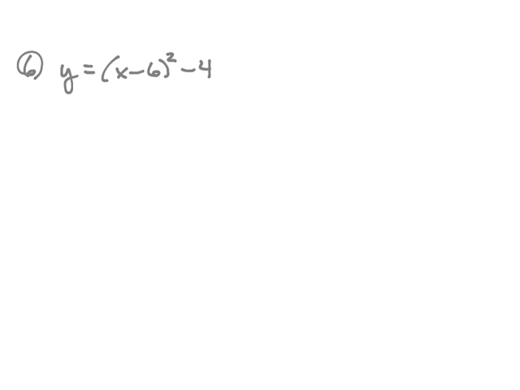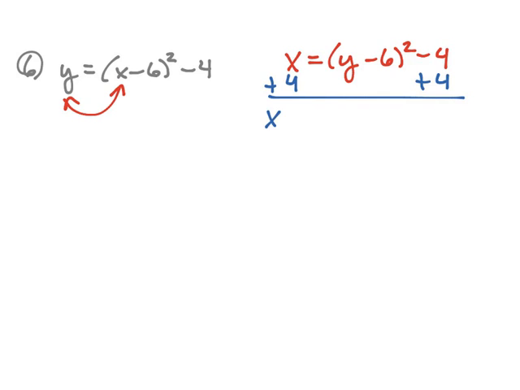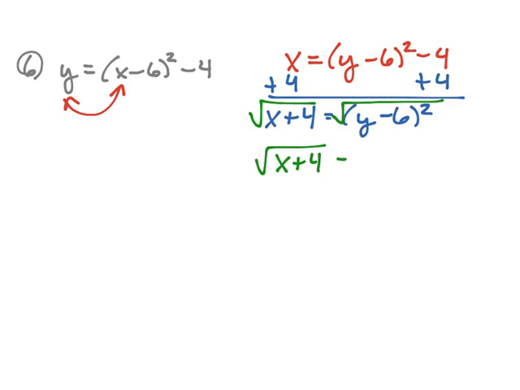Alright, let's try one last example. Again, to start off with, we're going to need to take the x and y and switch those two. That's what an inverse is. We're now going to go ahead and move the 4 to the other side. We're going to add the 4 to both sides. So now we've got x plus 4 equals y minus 6 squared. We need to get rid of those parentheses. So the opposite of squaring something is to square root it, which means I now have the square root of x plus 4 equals y minus 6. Again, the square root and the square are canceling each other out.